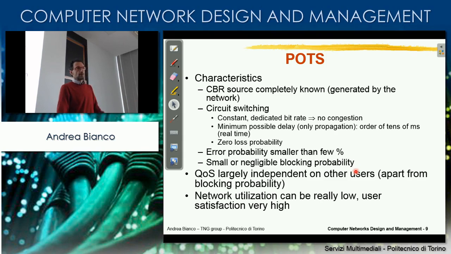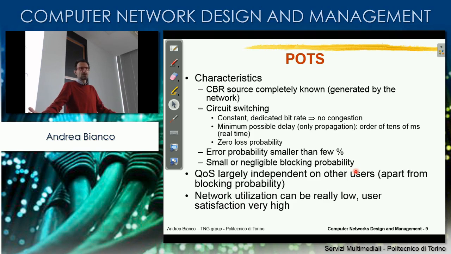You know how it works. You generate a pressure wave which is converted into an electrical signal. This electrical signal is sampled periodically by the network, and you generate 8 bits every 125 microseconds, right? Which is exactly what you need to fill up your link. So indeed, if you get a channel at 64 kilobits per second, your call is active, and it will regularly generate, as a CBR source, 8 bits every 125 microseconds.